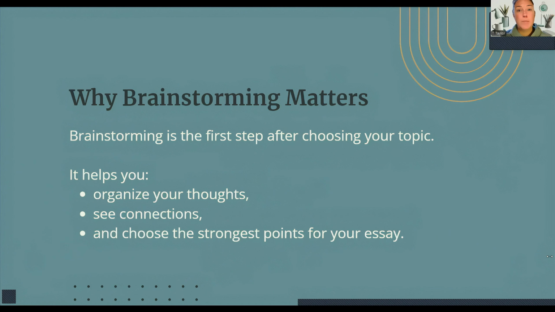First, we're going to discuss why brainstorming matters. Brainstorming is important to do because you need to really have all your ideas, everything you think, understand, and know about the topic in structure, including questions sometimes to help you in other areas like research. And what you want to do is expand outwards and take some time to do that. Brainstorming is the first thing to do after you choose your topic. It helps you to organize your thoughts, see connections, and choose the strongest parts for your essay.